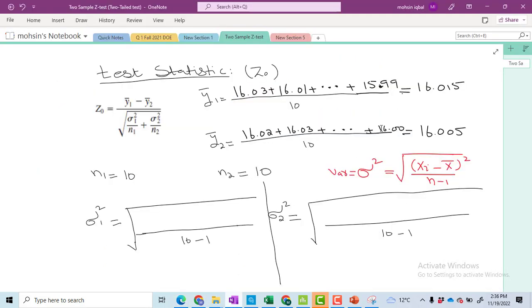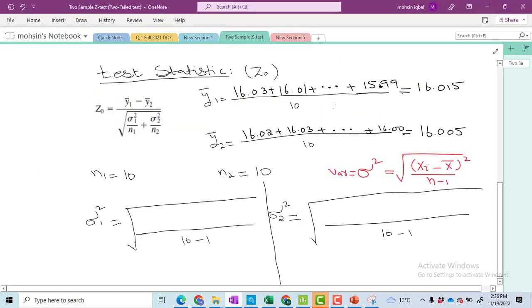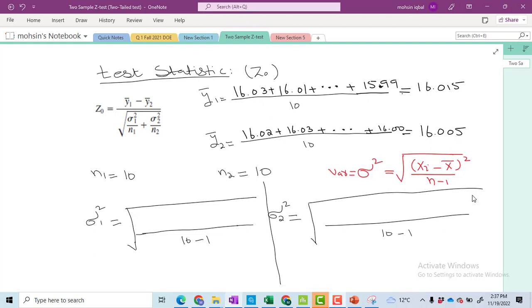In this way we write it technically, because writing all of the values is too time consuming. Then, divided by 10, we got 16.015. Similarly we do it for sample 2. The number of observations in sample 1 is 10, and also in sample 2 is 10.